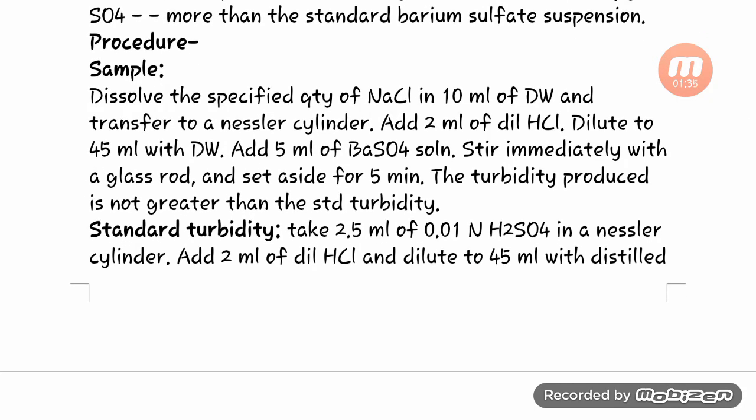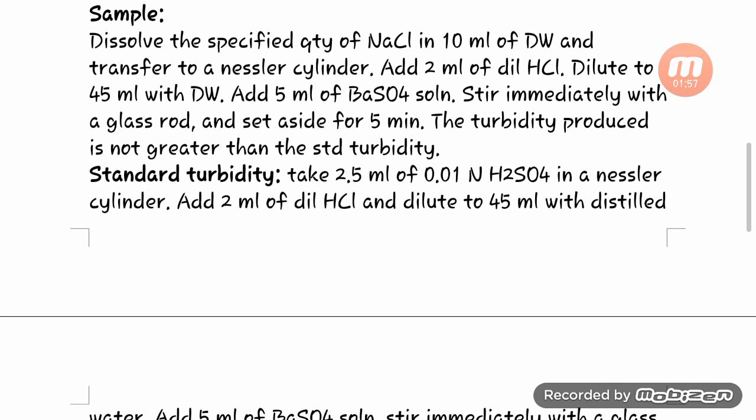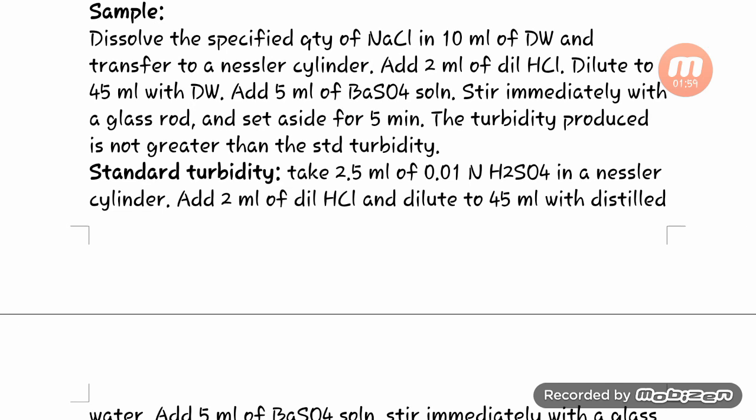Dissolve the specified quantity of NaCl in 10 ml of distilled water and transfer to a Nessler cylinder. Add 2 ml of diluted HCl, and dilute to 45 ml with distilled water. Add 5 ml of barium sulfate solution. Stir immediately with a glass rod and set aside for 5 minutes. The turbidity produced should not be greater than the standard turbidity.